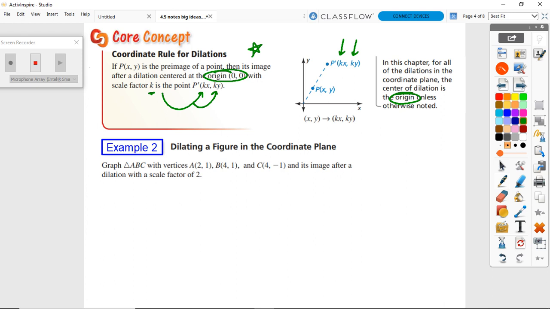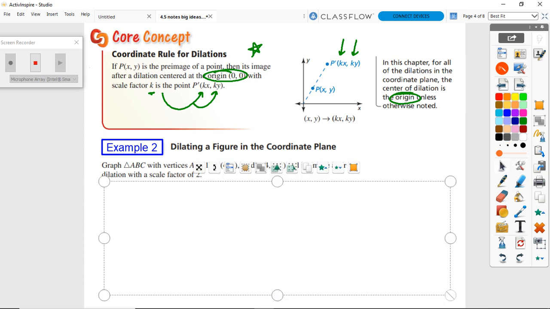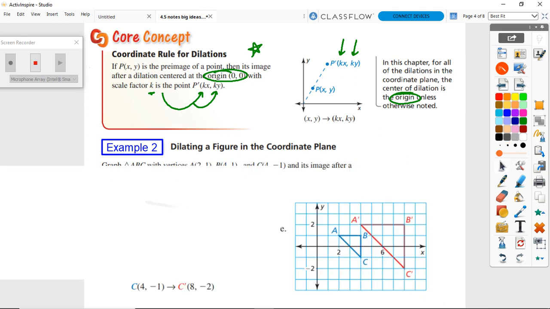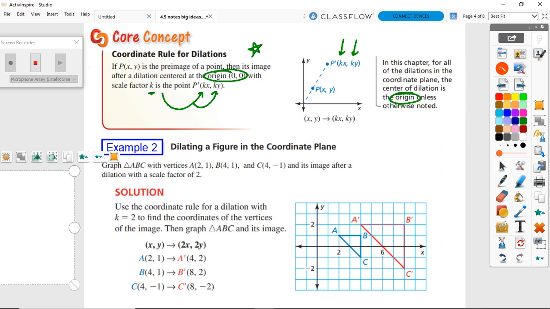All right, so in the second example, I'm going to cheat here and use the type from the book. We have to graph ABC. So here's the pre-image, A, B, C, and then a scale factor of 2. So all you have to do, my friends, is multiply everything by 2. That's going to blow it up. It's an enlargement.